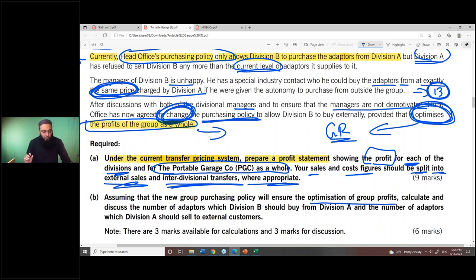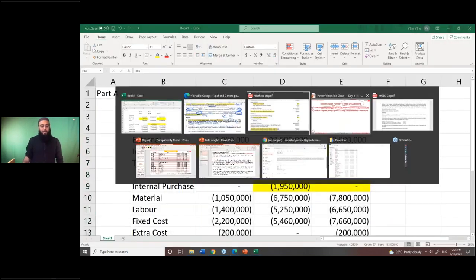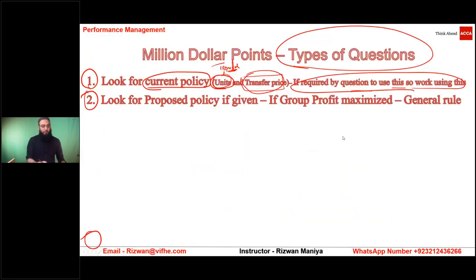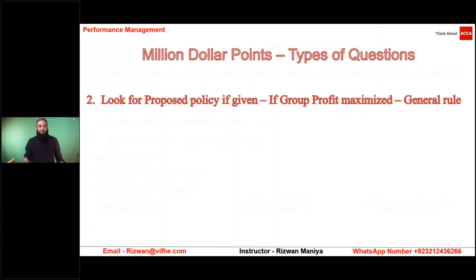And there is no method to do it. So you have to use what? General rule. So now, if you have to use general rule, come to Rizwan Mania's magical things. Look for the proposed policy. If the proposed policy is to maximize group profits, then use general rule. So if there is a general rule, now listen to what I have done.